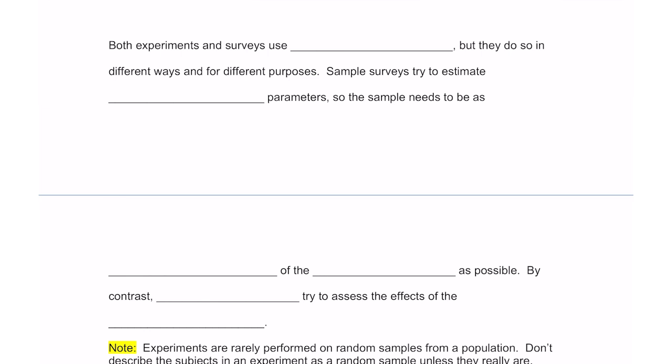Okay, we'll stop the video there. In the next video, we're going to look at making sure that experiments are representative of the population, and we'll look at blinding, and we'll look at placebo effects.